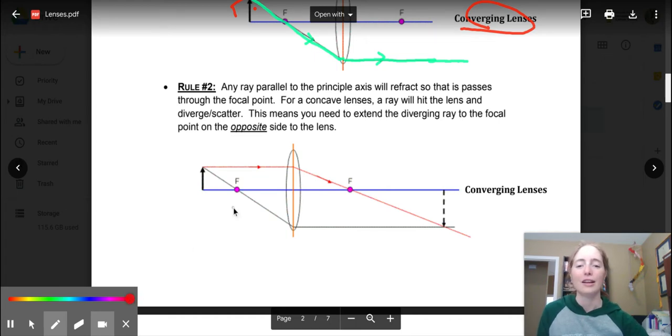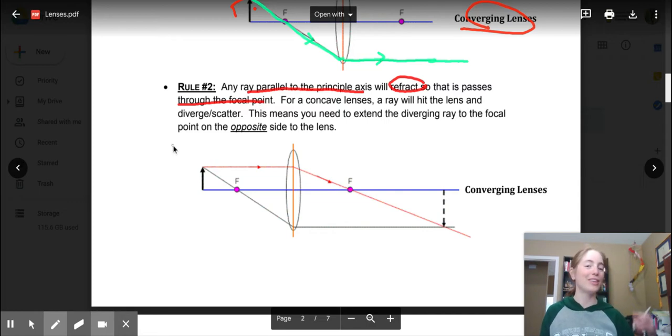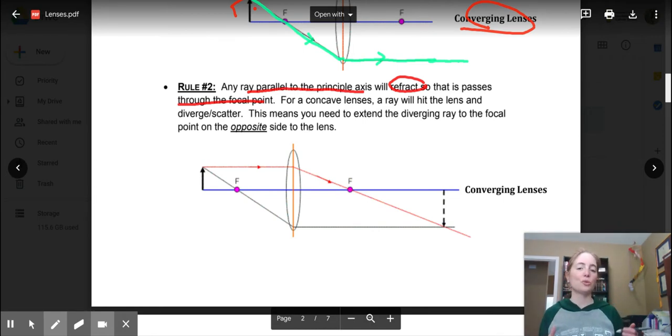Any ray of light that is going to be parallel to the principal axis initially is going to refract, so it passes through the focal point on the other side of the lens. Okay, so for a concave or a divergent lens, when you have this rule, it's going to scatter the light away. So that means we're going to have to extend that diverging ray back onto the opposite side of that lens. So I'll show you how that works on our next picture here.